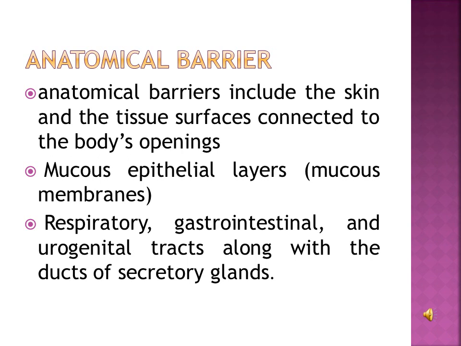First, we will talk about the anatomical barrier system. The anatomical barrier basically includes the skin and the surface areas connected to the openings of the body. These opening parts of the body are mostly guarded with a special kind of mucous membrane, known as mucous epithelial layers. These mucous epithelial layers act as a very good anatomical barrier, a very important tool of the innate immune system. They can be seen in the respiratory tract, gastrointestinal tract, and urinogenital tract, along with the ducts of secretory glands.